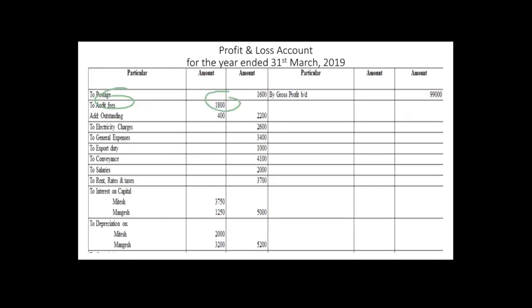Okay, so in the first column the amount is mentioned because audit fees is having an adjustment. Audit fees kya hai? It is having an adjustment. That's why the amount is recorded in the first column.